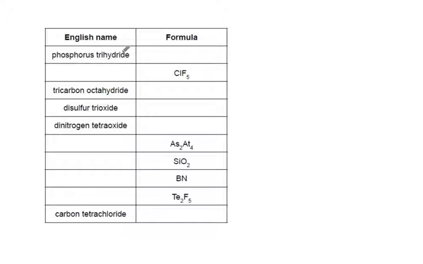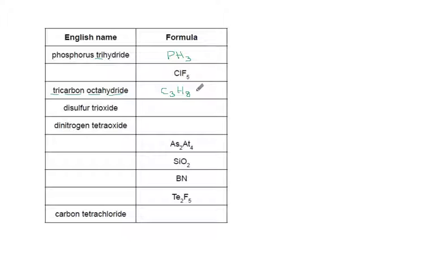If they say phosphorus trihydride, what this means is a phosphorus and three hydrogens. So our formula is phosphorus, hydride means hydrogen, and tri means three of them. Tricarbon octahydride means 3 carbon, 8 hydrogen, which you write. I guess the only thing that you're really transforming is the order of these is backwards. They say tricarbon, we write carbon, 3 of them. They say octahydride, we write hydrogen, 8 of them.